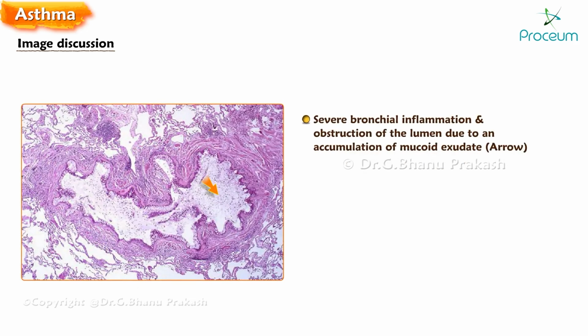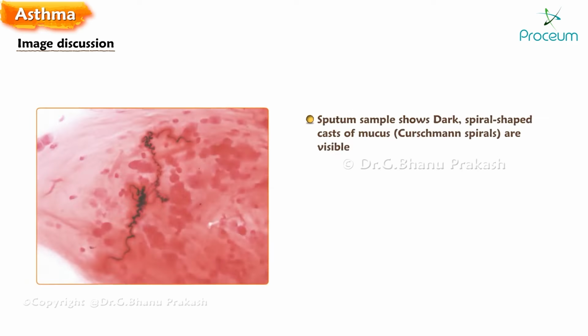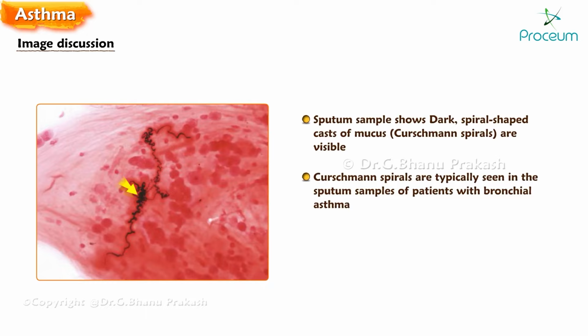Photomicrograph of lung tissue shows severe bronchial inflammation and obstruction of the lumen due to an accumulation of mucoid exudate. The epithelial basement membrane appears thickened, and the number of goblet cells has increased drastically. This is a typical appearance of bronchial asthma. Micrograph of a sputum sample shows dark spiral-shaped casts of mucus. Curschmann spirals are typically seen in the sputum samples of patients with bronchial asthma.